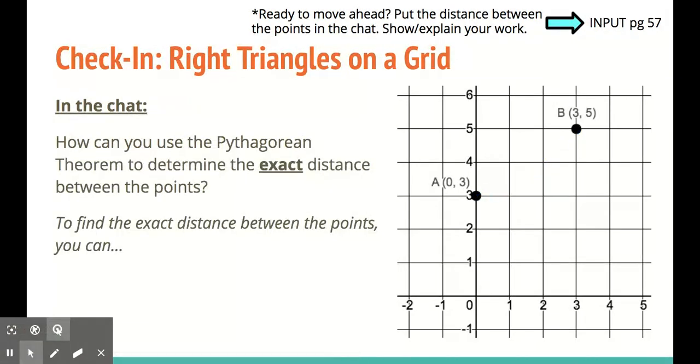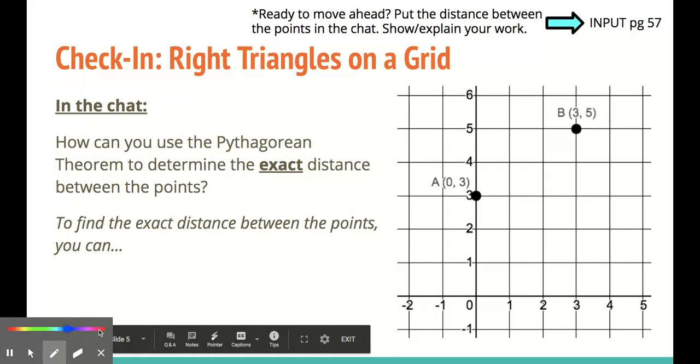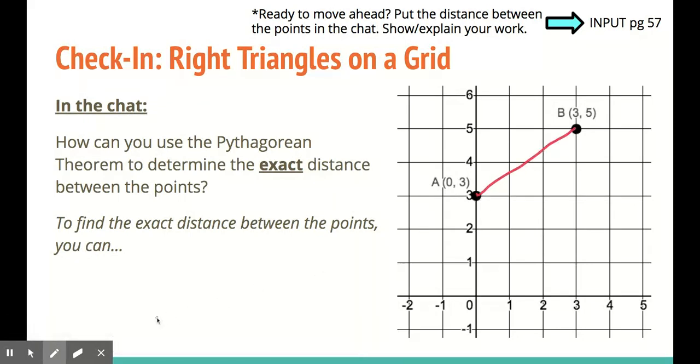So now we'll think about, well, we have this tool, the Pythagorean theorem. How might we use that tool to determine the exact distance between the points? We can think about the distance between these two points as the hypotenuse of a right triangle. And we can use the grid to help us figure out the actual legs of that right triangle.